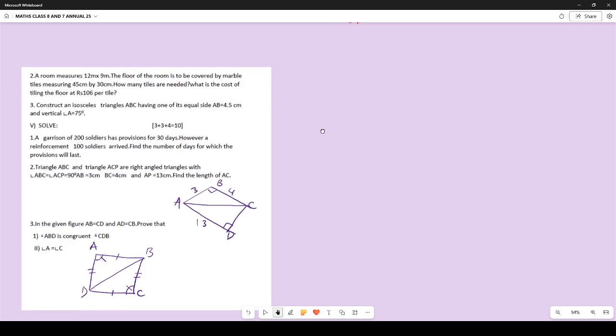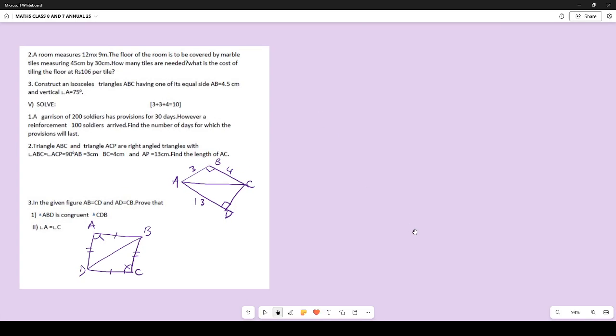A room measures 12 meters by 9 meters. The floor of the room is to be covered by marble tiles measuring this much. Okay, so what we have over here is question number 2. Now see, this is in centimeters and this is in meters. So let us change all of them into centimeters. So this becomes 1200 into 900. That will be the measure of the room.